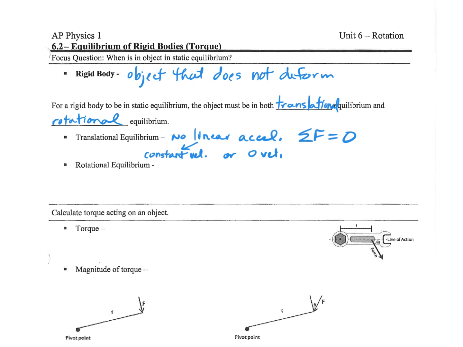So what does rotational equilibrium mean? It means it has no rotational acceleration. In other words, instead of forces, the sum of the torques is equal to 0. In other words, the torques clockwise equal the torques counterclockwise. So the clockwise torques are equal to the counterclockwise torques. So it balances.